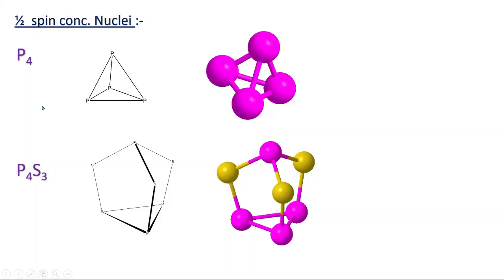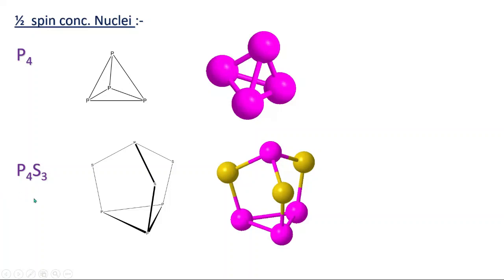So you know that there are 4 phosphorus atoms. Now if you see these phosphorus atoms, all the phosphorus are equivalent. All are in the same environment. That means they will not split. They will give a singlet, and for 4 phosphorus we will get a singlet. Now come to the next example, that is P4S3.